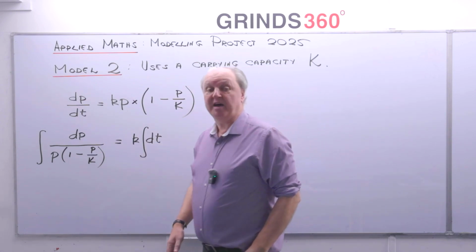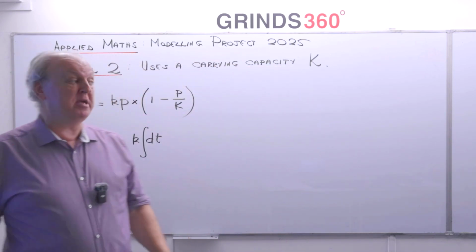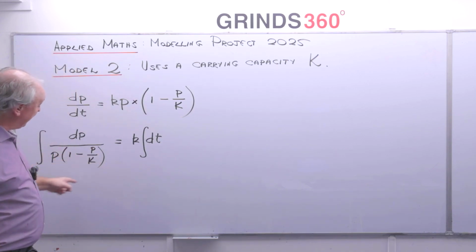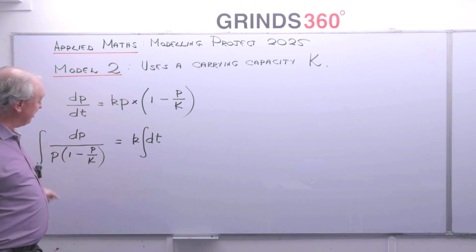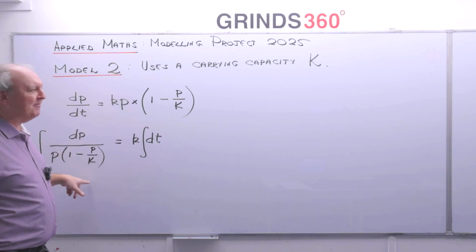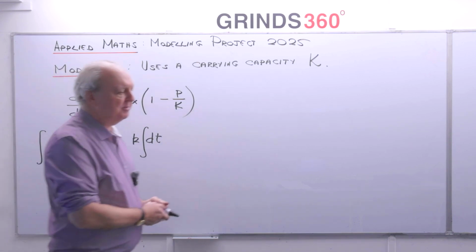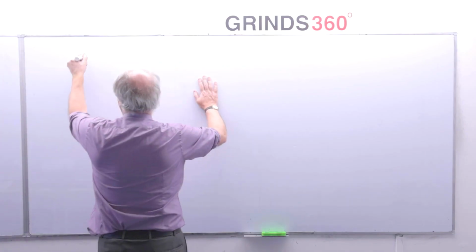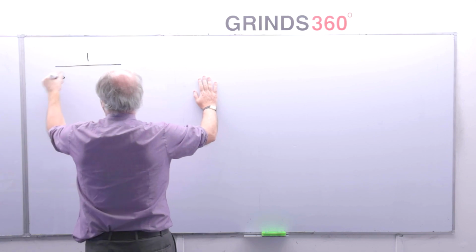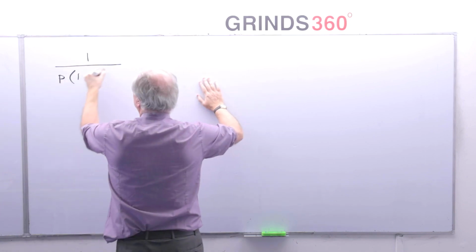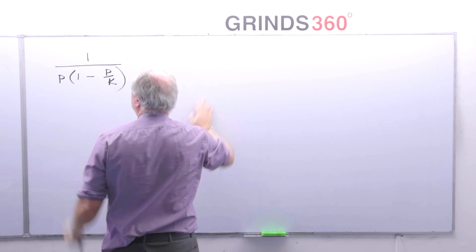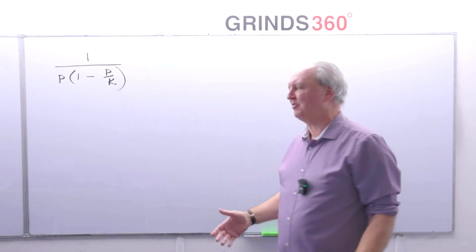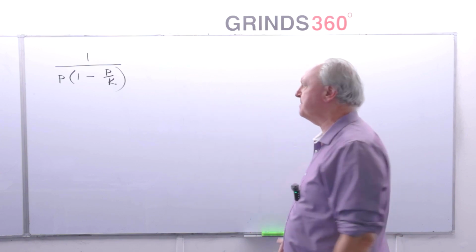So look at the left-hand side there. You want to integrate that with respect to p? Well, that's tricky. I'm going to have to do a little bit of treatment on that stuff at the bottom of the fraction. So let me go over to the other board and do a little bit of algebra to tidy that up. So what do I want to tidy up? I want to tidy up 1 over p times 1 minus p divided by K. In other words, I want to put it into a format where I can easily integrate it. I have no idea how to integrate that as it stands.